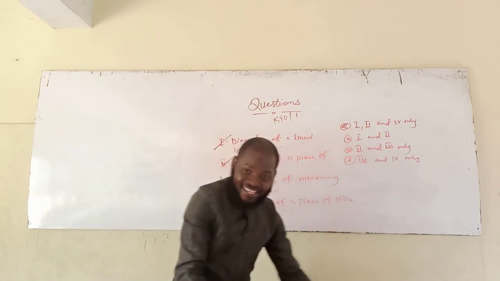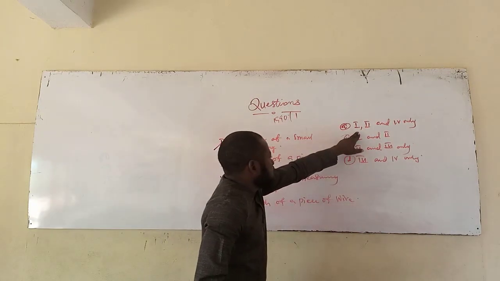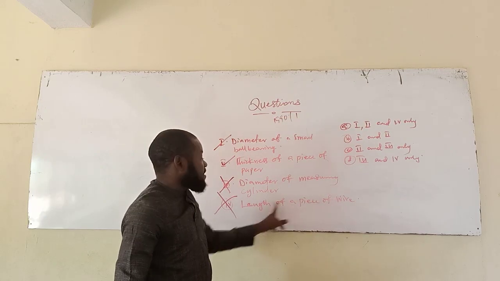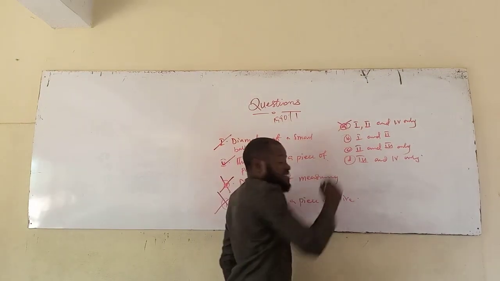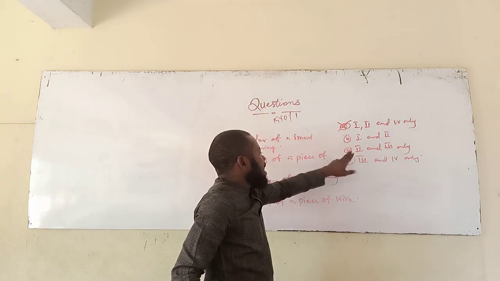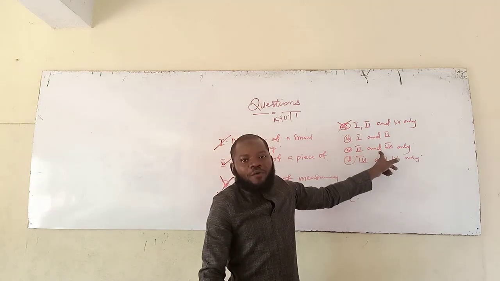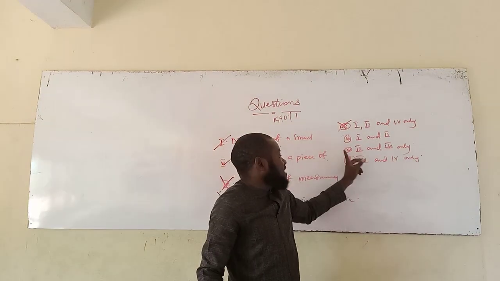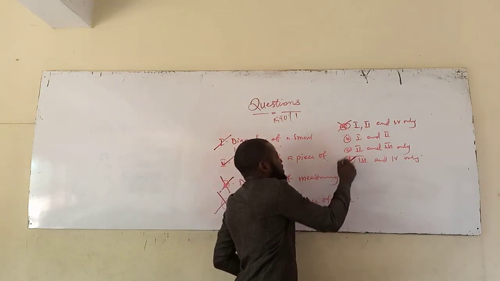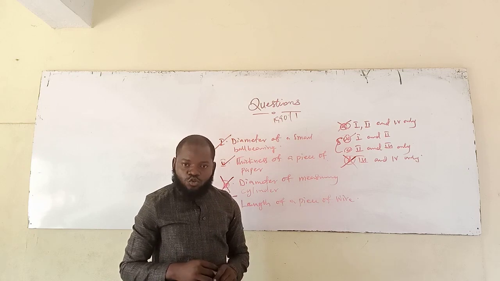So if care is not taken, let me analyze these options for you. Option A, Roman figure 1, 2, and 4 is obviously wrong because micrometer screw gauge cannot measure the length of a piece of wire. So this is obviously wrong. Then option B, we are about to see that it is correct. Option C can only be the correct answer if they are asking for vernier caliper. Then option D can also not be the answer. So the right one is option B. Can we go to question 5, guys?